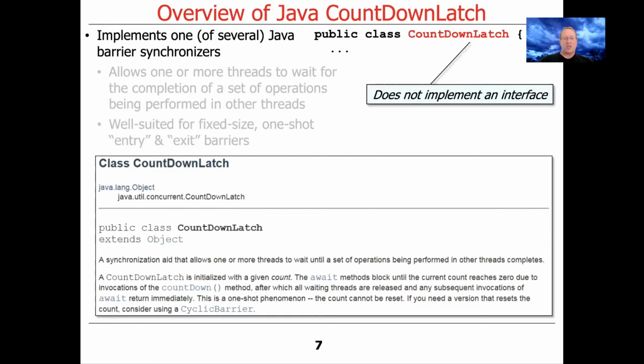The CountDownLatch also doesn't implement any interface. So these are all just sort of standalone classes. They don't have an implementation of Lock or Condition or whatever.